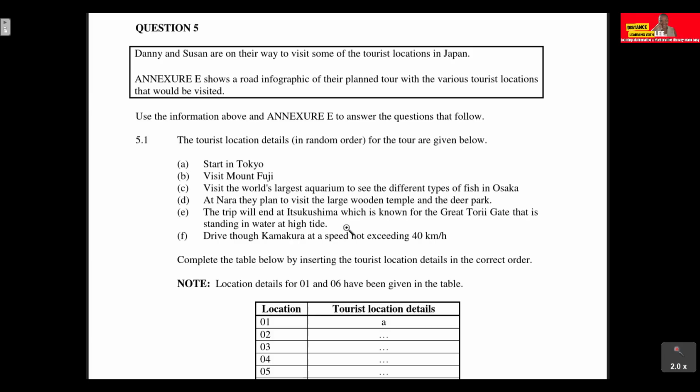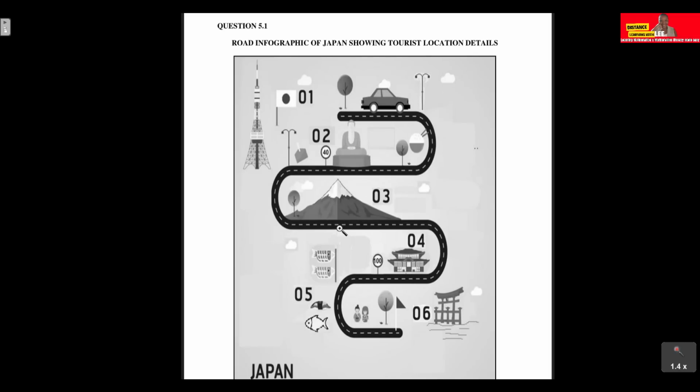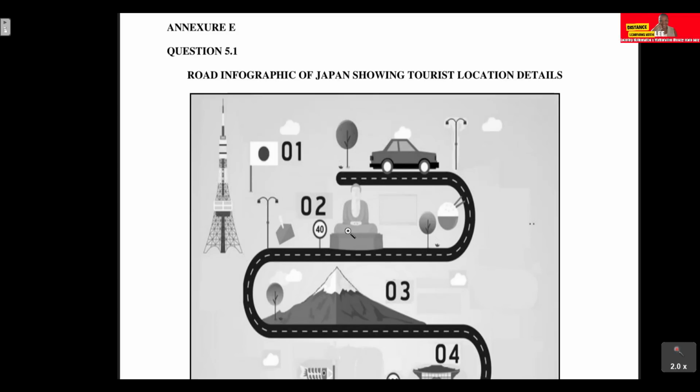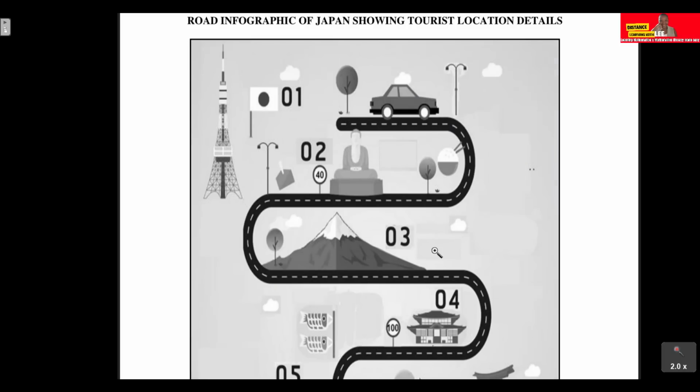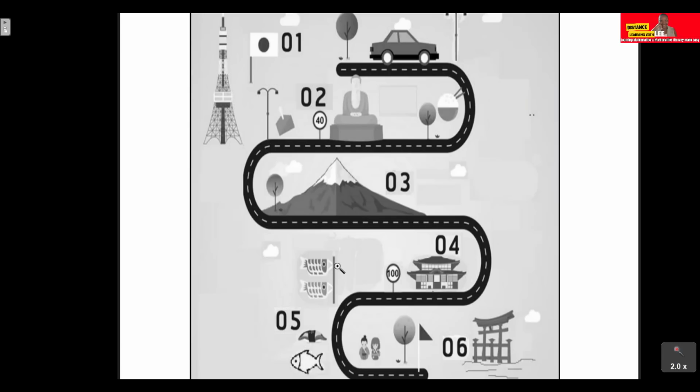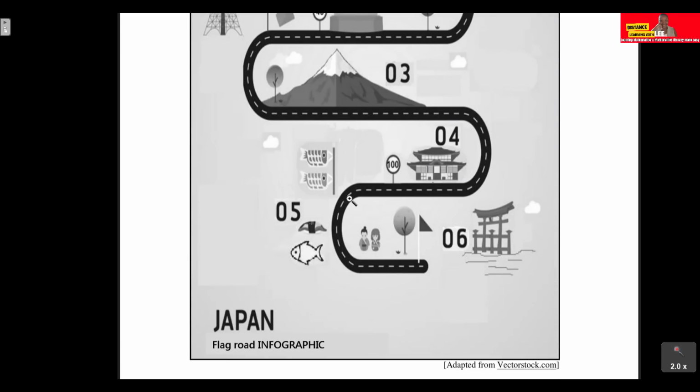Okay, so before you even have a look at what's going on here, let's just see what is actually given to us in this road infographic. From what we can see here, guys, this road infographic basically shows the tourists the different areas or destinations that they'll be going to. So we see there's point 1, there's point 2, something is happening. At point 3, they're going to be seeing a particular mountain. At point 4, they're going to be going to that place there. At point 5, they're going to be going to that place there. And at point 6, that is what they're going to be doing.